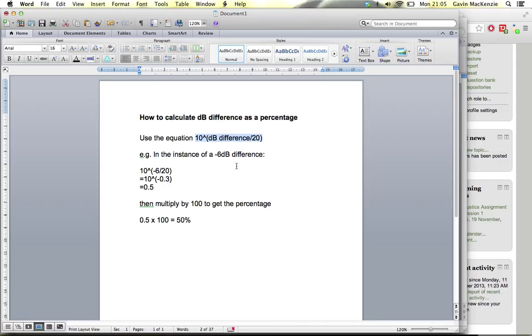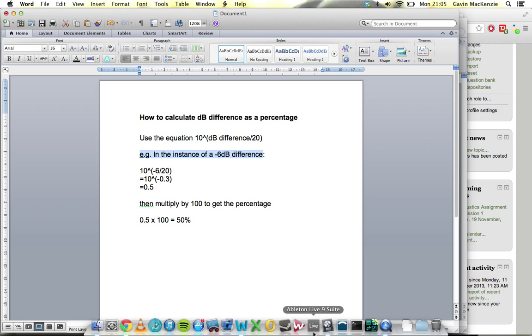The equation reads as 10 to the power of the decibel difference divided by 20. Now that looks like it could be slightly complicated, but it's actually not too bad if you take it in the correct steps. The brackets in maths simply mean do me first. So the first sum that we'll need to do is the decibel difference value divided by 20.